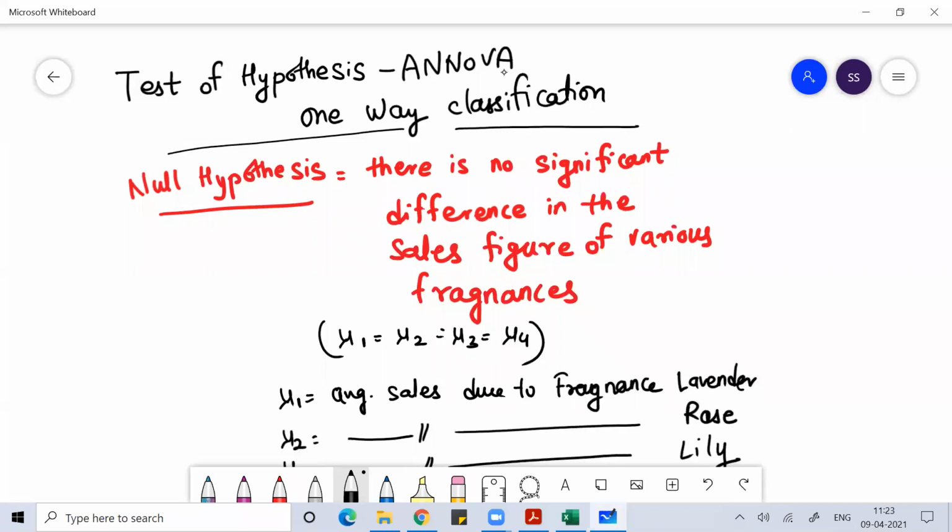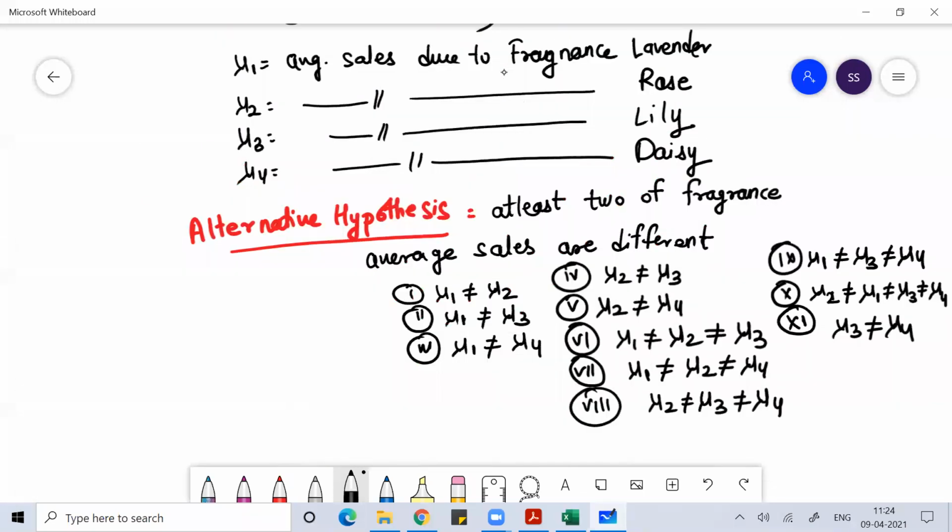So in test of hypothesis, whenever we are solving a problem, there's a statement which is passed. Imagine you're sitting in the top management of this fragrance company. It becomes very important for the company to understand what is happening in the market. They may be planning to launch a new perfume or different fragrances. They want to know which fragrance is more effective in the market, so they are doing this test based upon the sales figures they got, and they are very interested to find out what kind of action they can take.